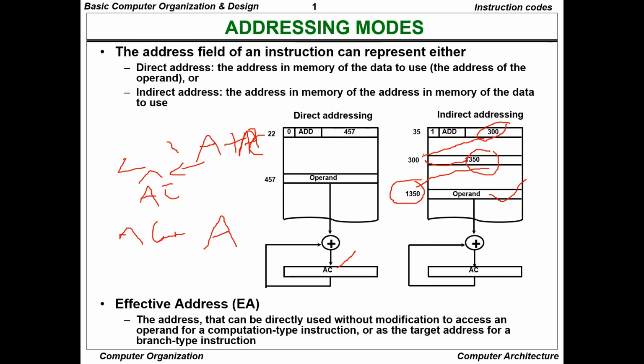So I hope you understood the addressing modes. What are addressing modes? Direct addressing and indirect addressing. In direct addressing, the address in memory of the data to use, directly we will find our operand. But in indirect addressing, it points to one address location. If we go to that location, it points to another address location, and again to another. Finally, we will find our operand, and there we can find our data. So this is the difference between direct and indirect addressing. I hope you understood what an instruction is, what instruction codes are, what instruction format is, what the different addressing modes are, and the difference between direct addressing mode and indirect addressing mode.